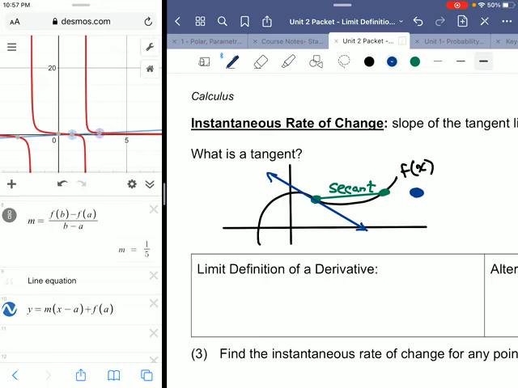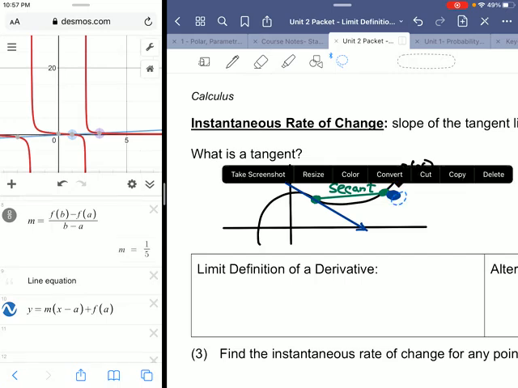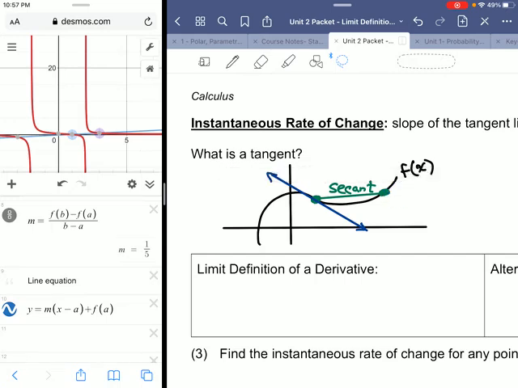So again, that second coordinate is moving closer and closer, and so the secant line is becoming less and less of a secant and more of a tangent. All right, so tangent. That's what we're up against here.